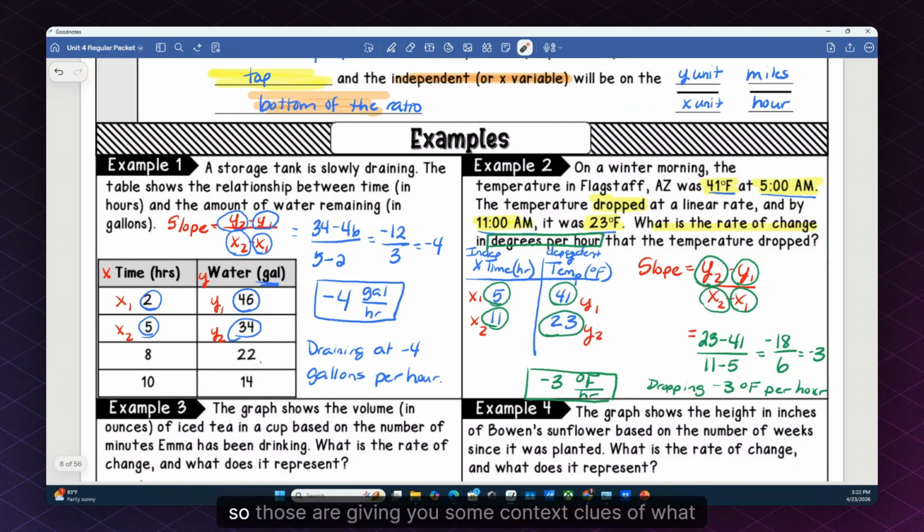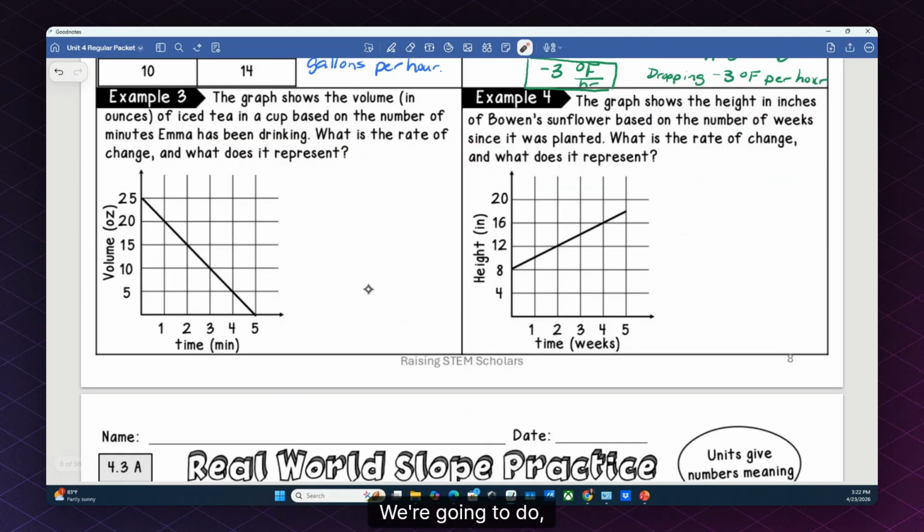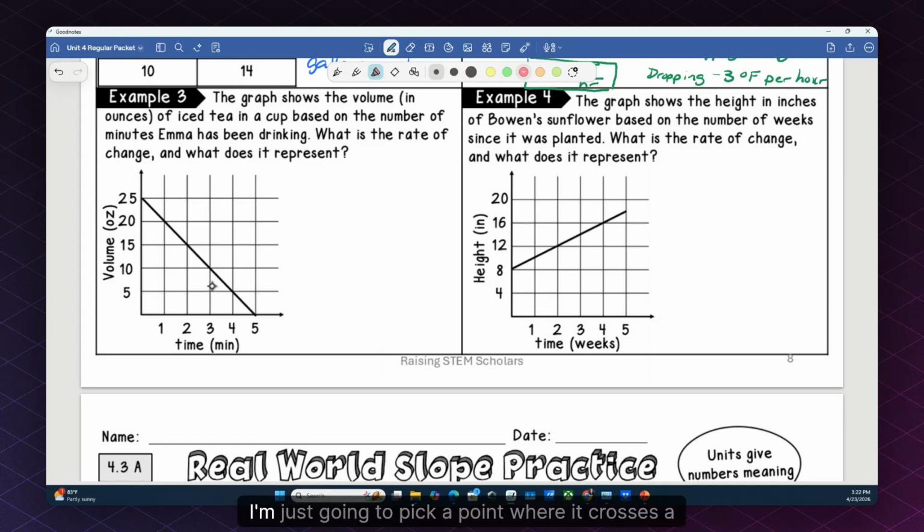Okay, so those are giving you some context clues of what sign your slope might be. All right, let's look at this. We're going to do reading the slope from a graph, which is easier. We like that. Okay, so let's see. I'll go and grab this. I'm just going to pick a point where it crosses a hash mark. So it's crossing right here, and I can see it's crossing right here.